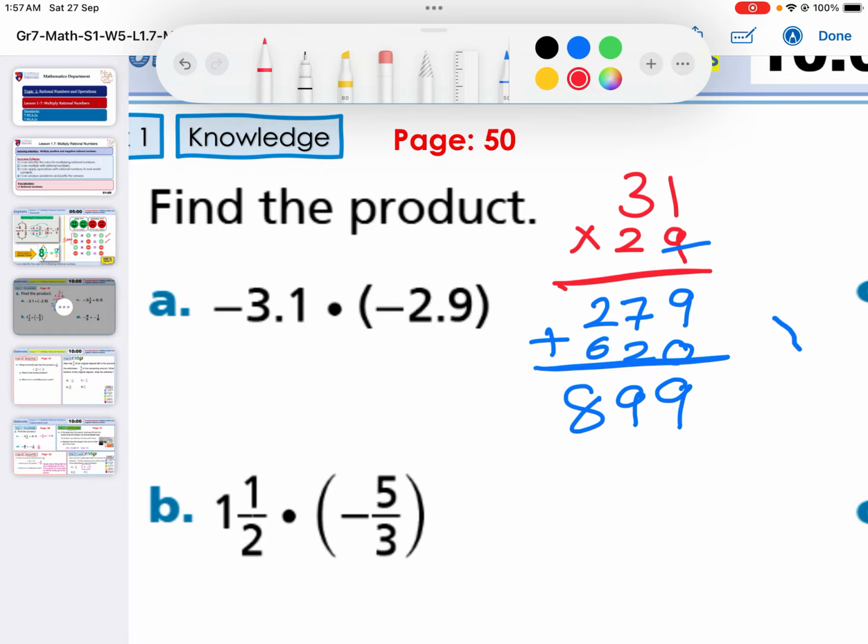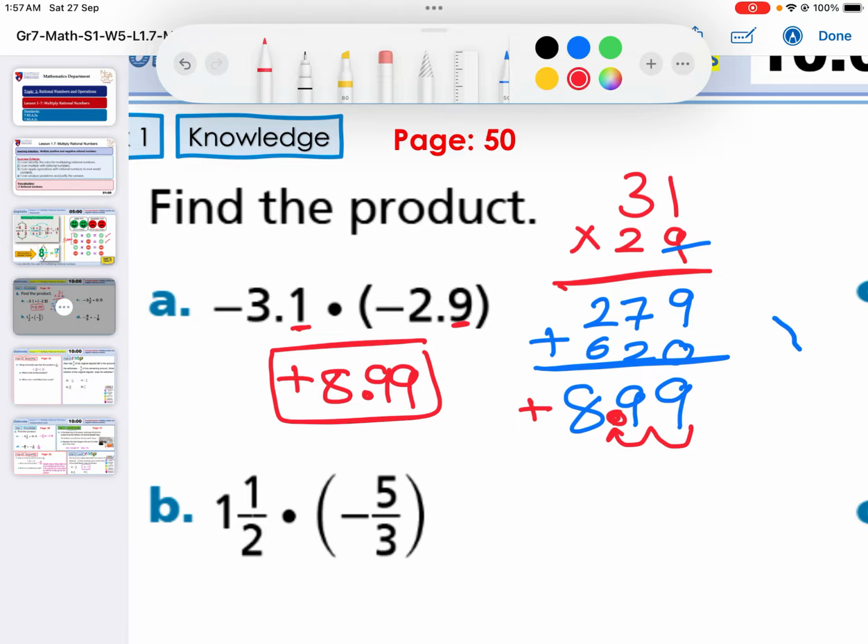How many decimal places do we have here? This is 1 and that's 1. So that means I have 2 decimal places. 1, 2. That's my point. You start counting from right to left. Then finally, the third step is to place the sign. As you know, negative times negative, that's a positive. So my final answer is positive 8.99. Positive 8 and 99 hundredths.